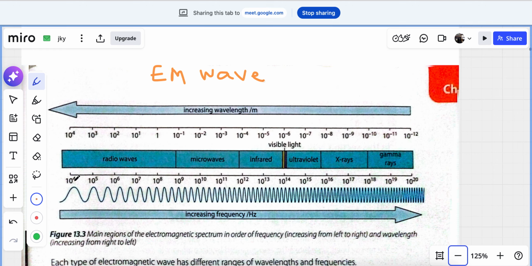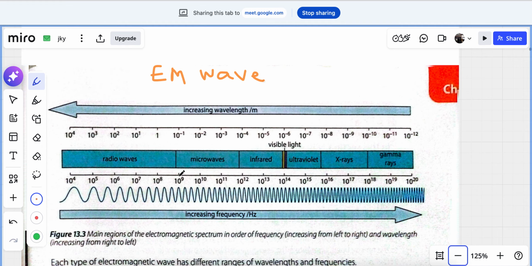It starts from 10 to the power of 4 for radio waves, which is 10,000, and the radio wave ends at almost 10 to the power of 9, which is almost 1 billion. This is the frequency of a radio wave.